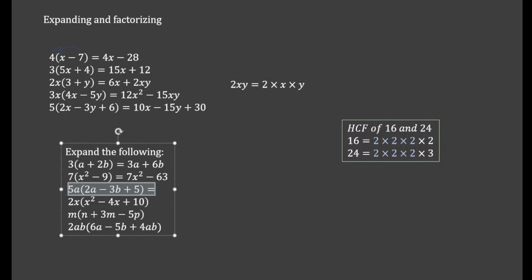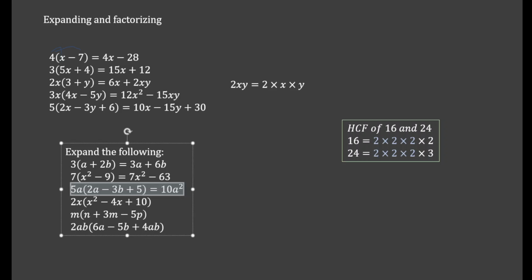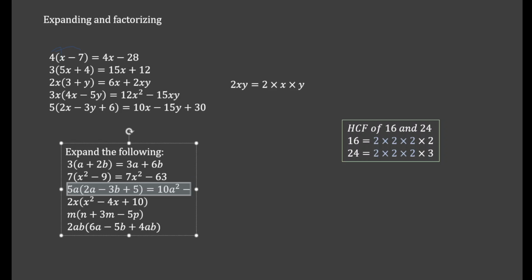5a all multiplied by 2a minus 3b plus 5. So 5a needs to be multiplied by everything. 5a by 2a is 10a squared, minus 15ab, plus 5 by 5 is 25a. No brackets, that's the answer. Everybody got something like this? Yes, sir.